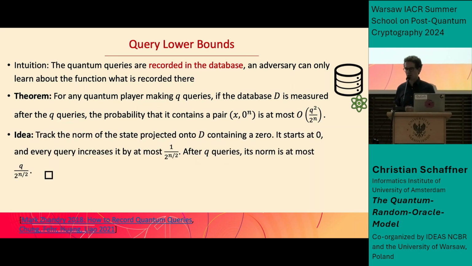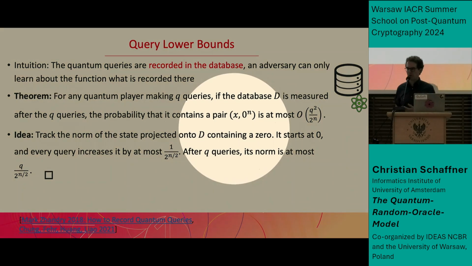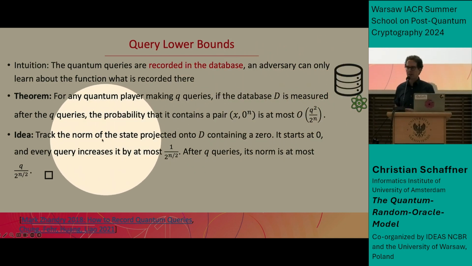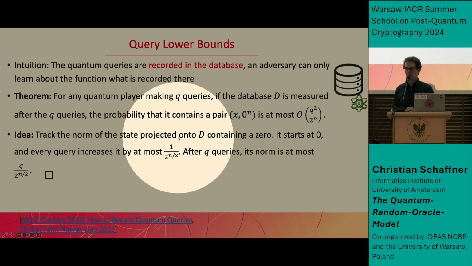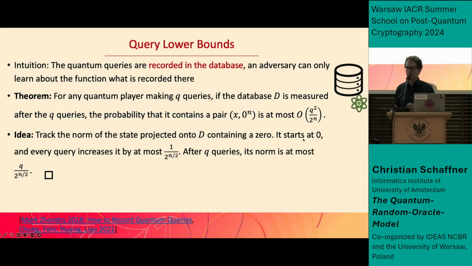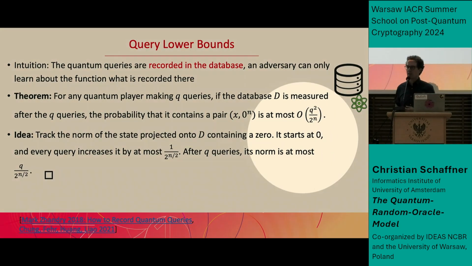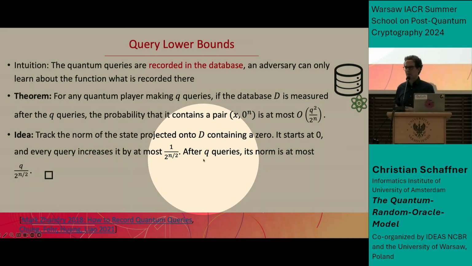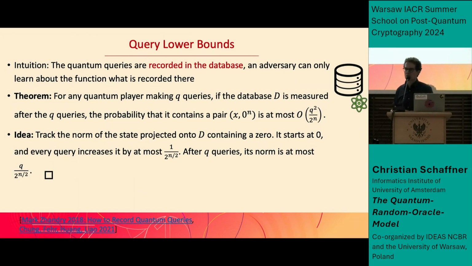Here's a sketch. If you let this player run, you simulate this compressed oracle to the player, and then you track the norm of the state projected onto the database entry that contains such a 0. It starts at 0, this norm, because the database is empty. Then every query the adversary makes can increase it by at most some negligible amount. So even if you do Q queries, this norm is at most Q over 2 to the n over 2. Then you have to measure to get it out, and so you get the square of it. Again, this is very high level, but that's the spirit of what you can do.